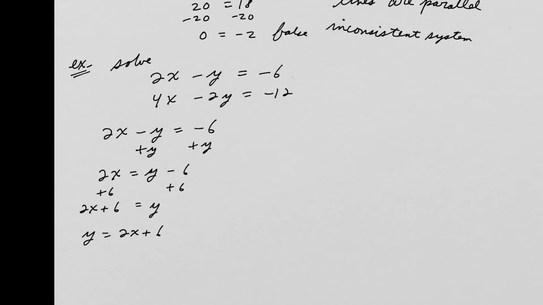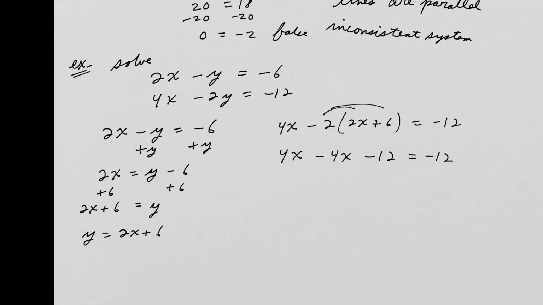So now I go to the second equation, and where I have a y, I'm going to substitute in 2x plus 6. Okay, so if I distribute the negative 2 now, I get 4x, and this is going to be negative 4x, right? Negative 2 times 2 is negative 4. And then negative 2 times positive 6 is negative 12. So if I simplify, the 4x's are gone, and I get negative 12 is equal to negative 12.